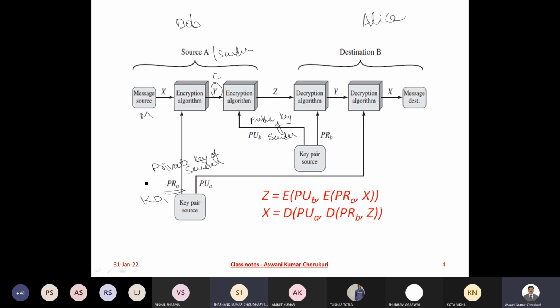If you perform encryption with the private key of the sender, what does it give you? Authentication. We can know who the source is. So you are able to get the source of the message. That means authentication of the source.